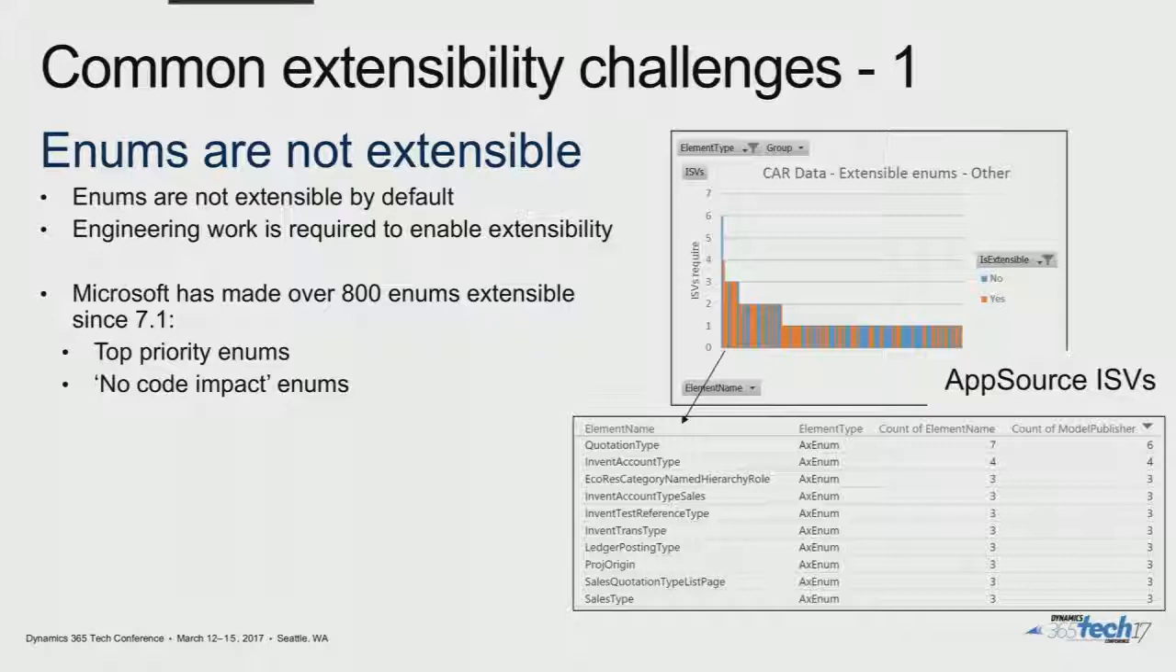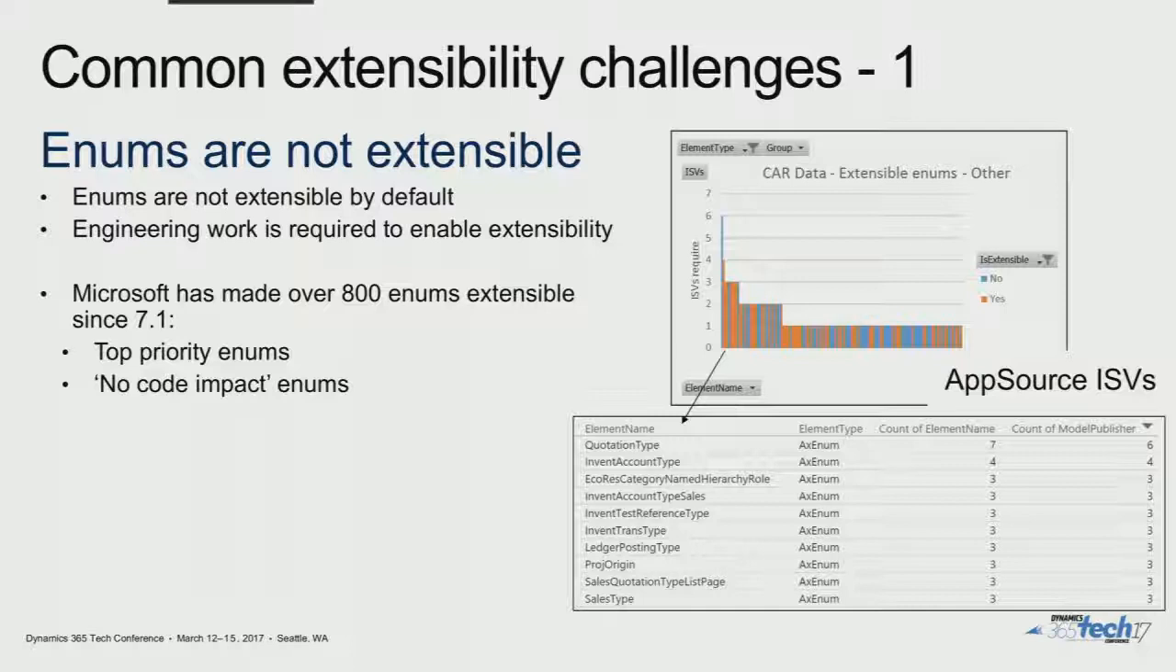So if you look at the chart, again, this goes back to the app source ISVs. Each bar represents an enum, and the height of the bar is the number of publishers or ISVs that are using that enum. So you see the first one, which is quotation type, has 6 different ISVs that are using that. And it's blue, which means that it has not been made extensible yet. So that's something we've got to get to fairly soon, obviously. But you can see that a number of the bars are orange, which 2 months ago, none of them were orange. So we've been making some progress.